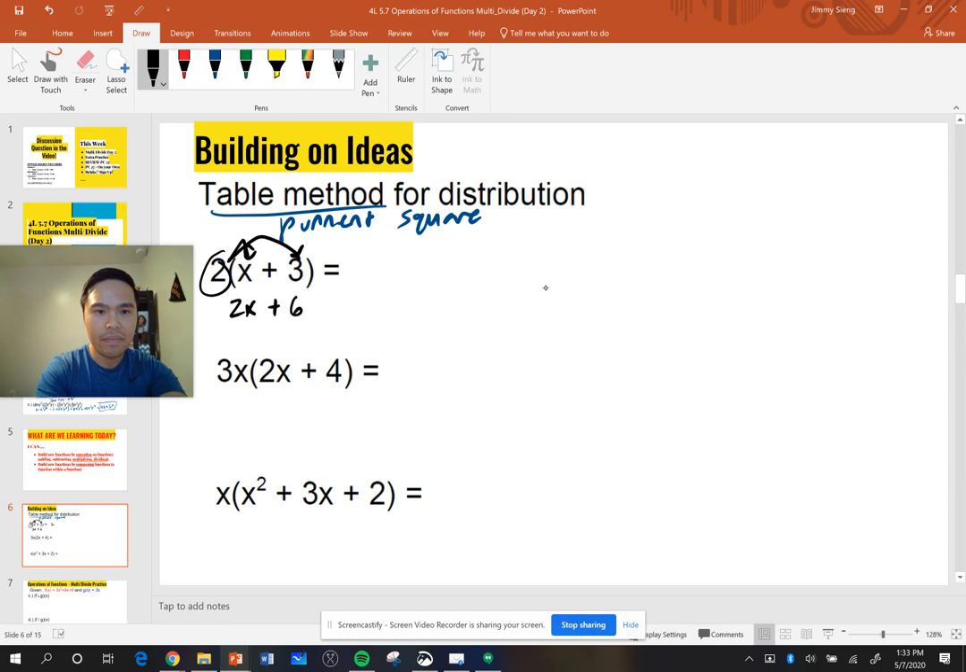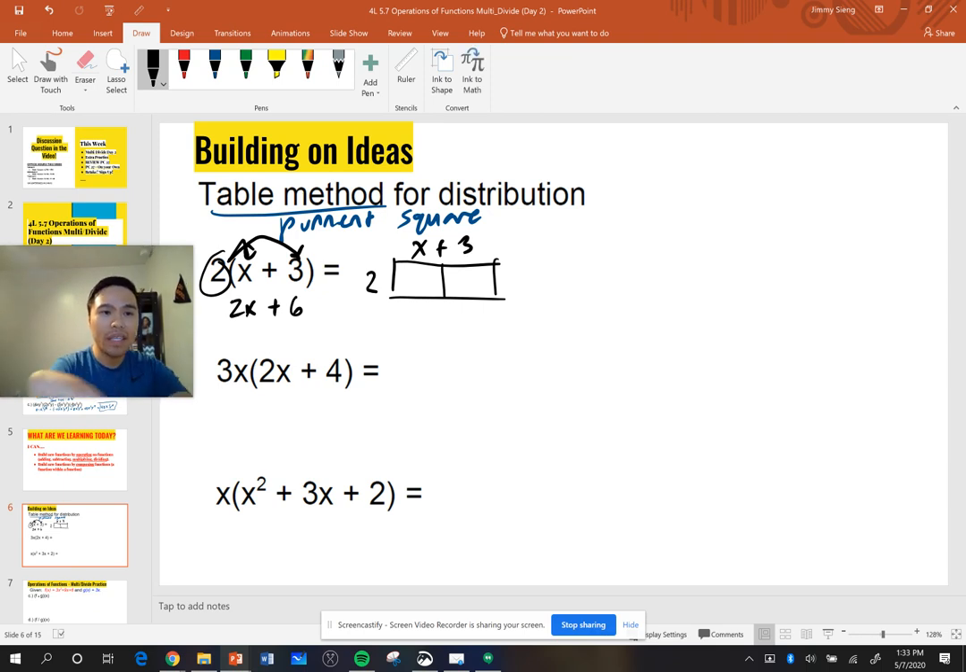But really, if we're using this table method, what's going on is I'm going to make a square of this. That's going to be a 1 by 2, or I guess a rectangle, right? Where I have my 2, my coefficient, I'm going to put right there. And then on top of that, I'm going to have x plus 3.